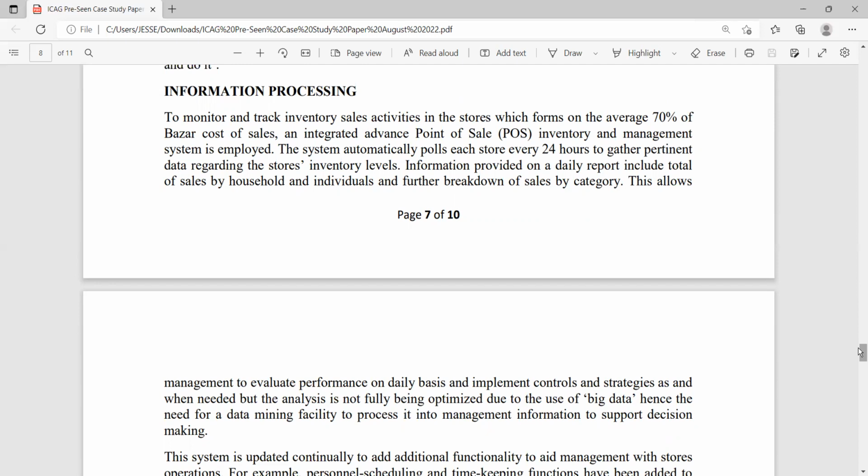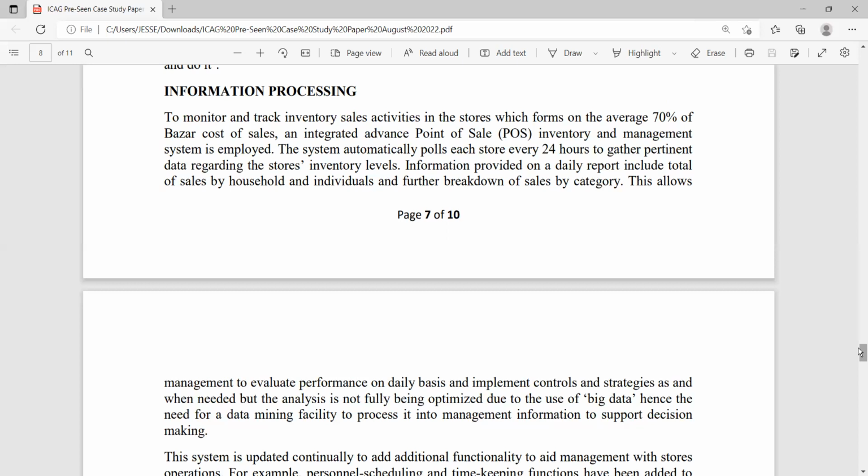So there's some form of tracking of inventory sales in the store, using an integrated advanced POS. So some form of automation technology is used here. I'm curious to see how it works. The system automatically polls each store every 24 hours to gather pertinent data regarding the store's inventory level.